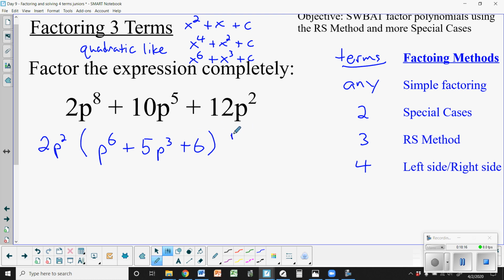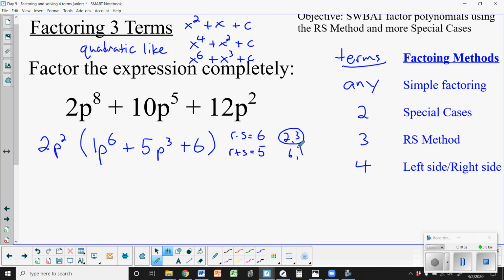So remember, it's R times S equals our A term, which is 1, times our C term, which is 6. So R times S equals 6. R plus S equals our middle term, 5. So then what 2 numbers multiply together to equal 6? Well, we know 2 and 3 do. We also know 6 and 1. And then we need these to add up to 5. Of these ones, which ones add up to 5? We're like, oh, 2 and 3 add up to 5. So then that's going to be our R and S.